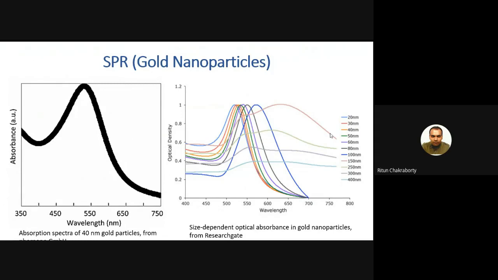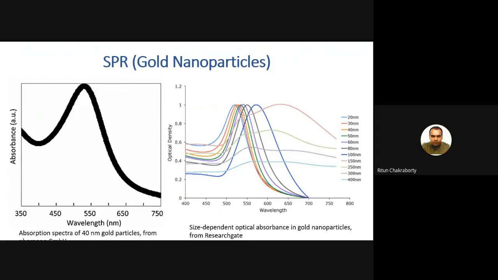As you are increasing the nanoparticle size, the absorption peaks are moving towards longer wavelength. Okay, so the smaller the nanoparticle size, the smaller will be the wavelength of absorption, but the larger the nanoparticle size, the longer will be the wavelength of absorption.